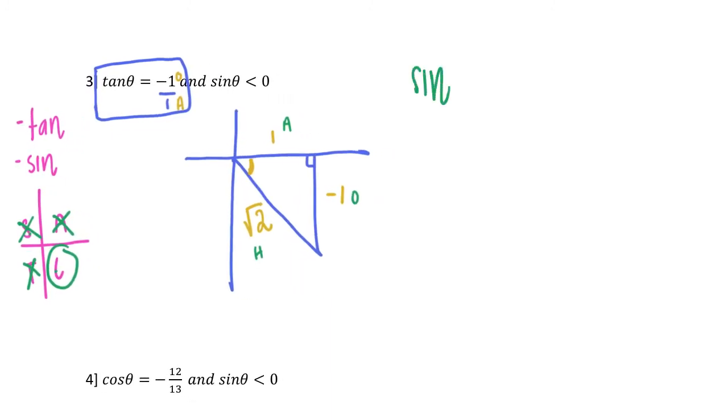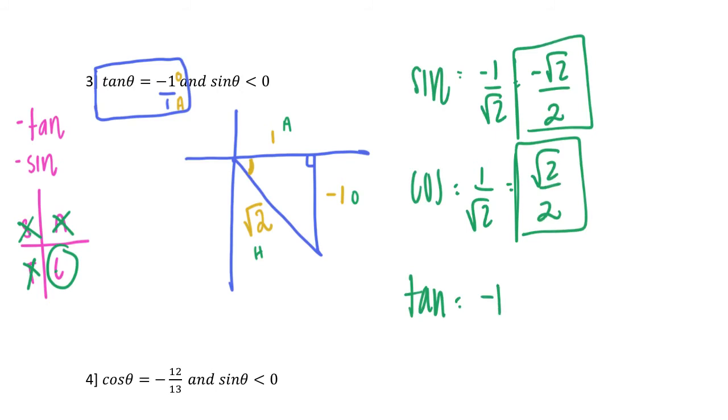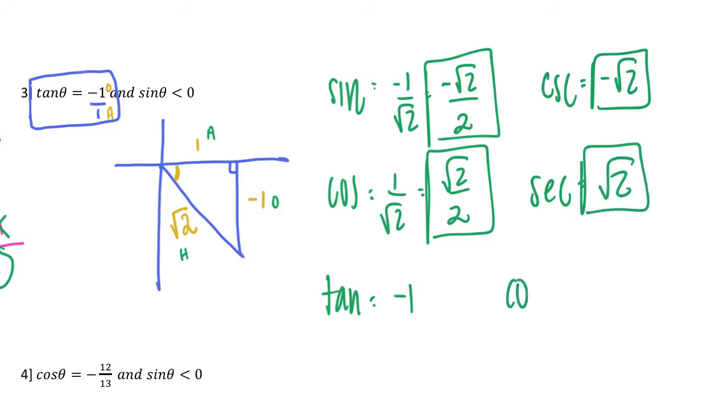Fill in your trig functions, sine, cosine, tangent, sine rationalizes out to be -√2/2. Cosine rationalizes out to be positive square root of 2/2. Tangent, they already told us, is -1. Cosecant, you should get -√2. Secant, you should get positive √2. Cotangent, you should get -1.